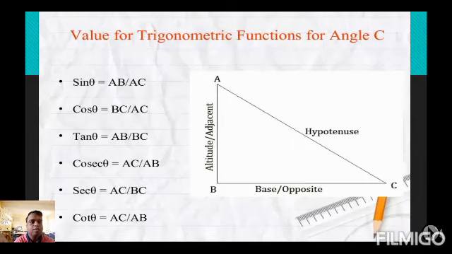So, sin theta is AB by AC, the side divided by the hypotenuse. Cos theta is BC divided by AC. Tan theta is AB by BC. Cosec theta is AC by AB. Sec theta is AC by BC. Cot theta is AC by AB.